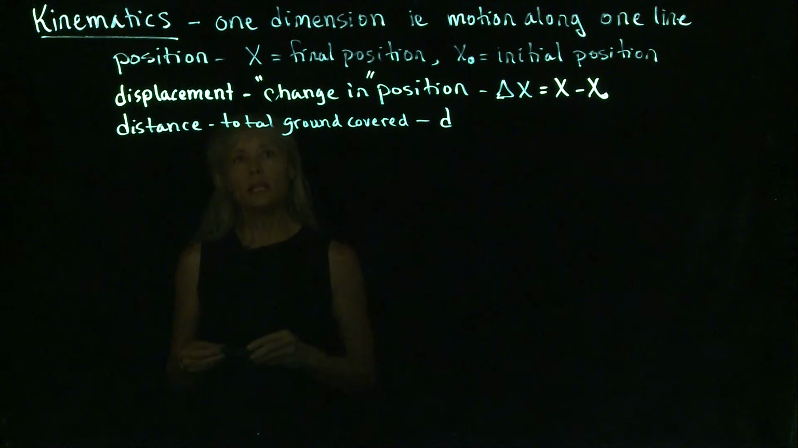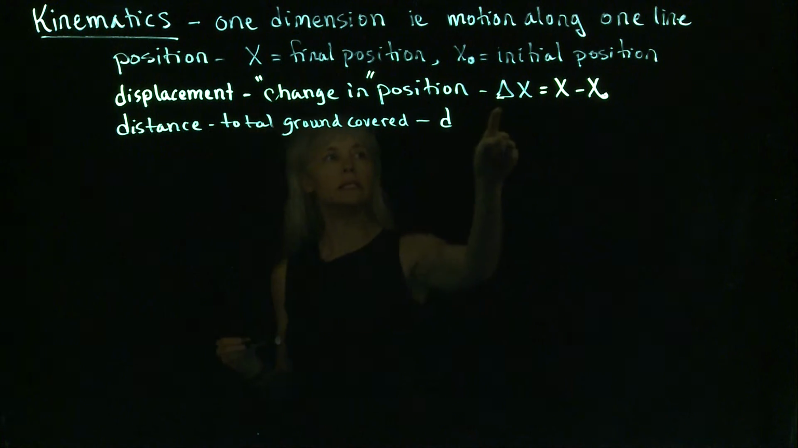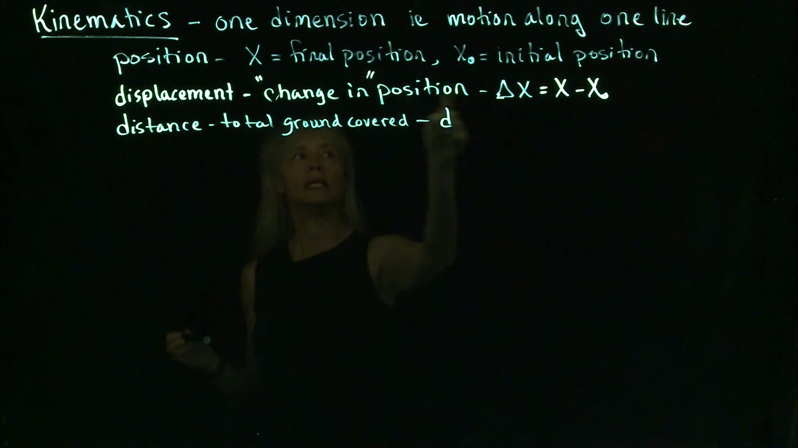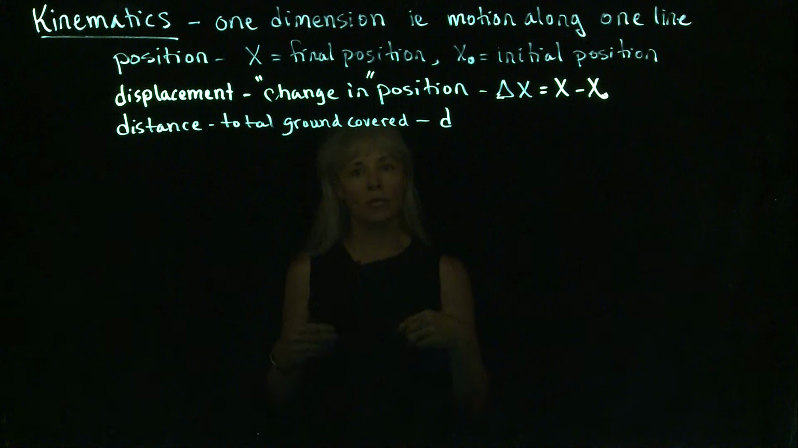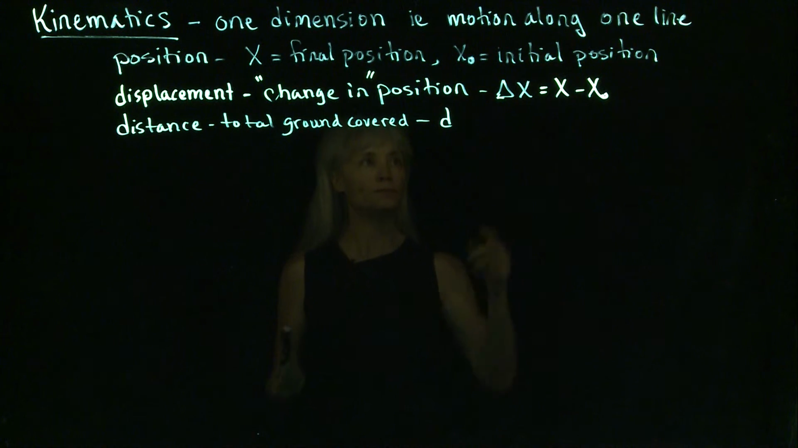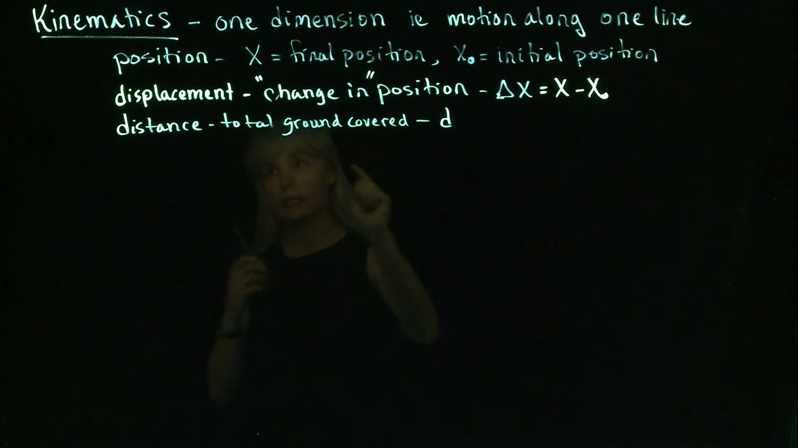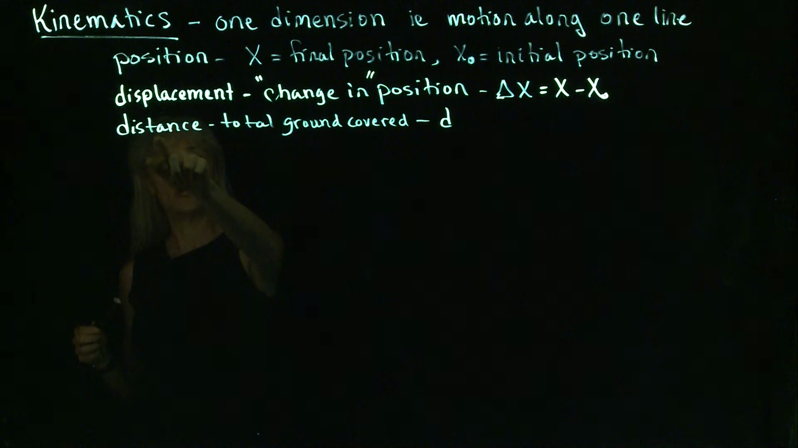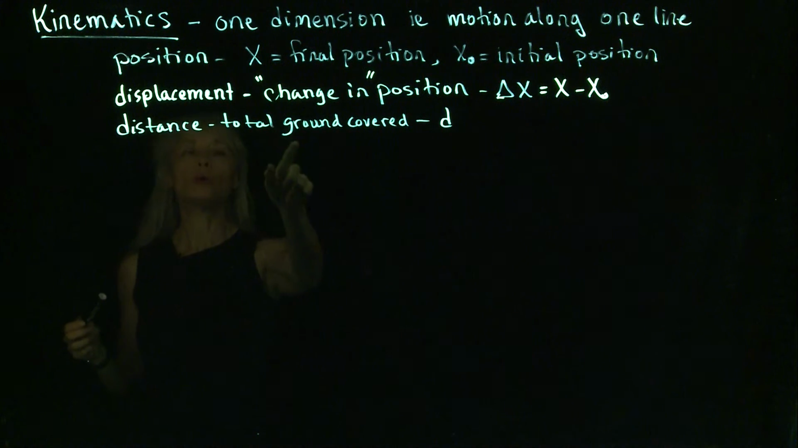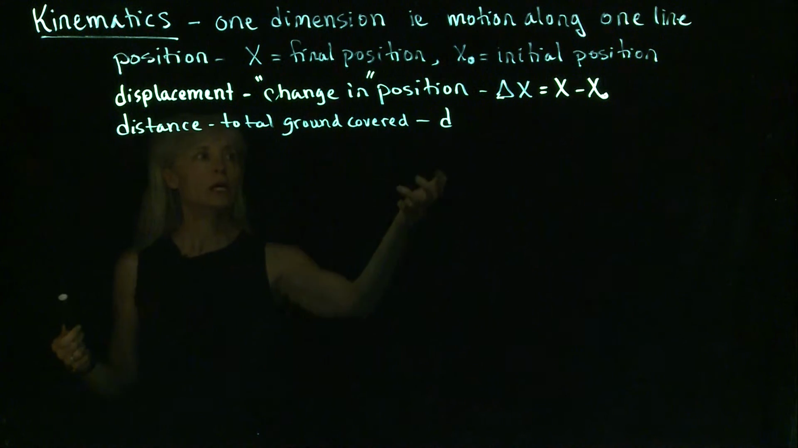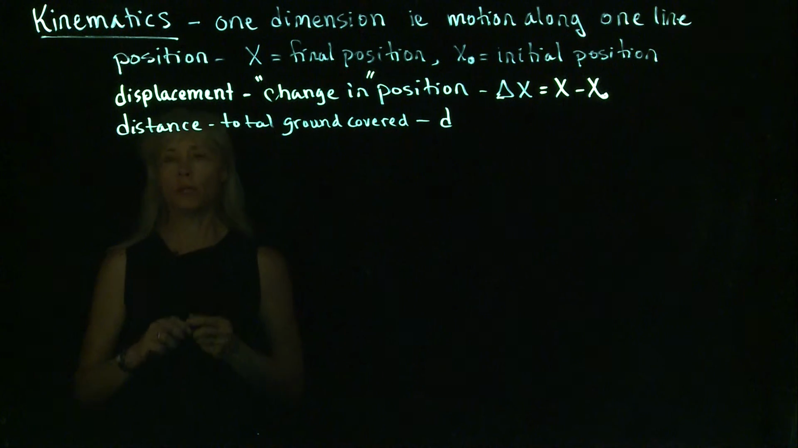Then we defined displacement. Displacement is change in position. This little delta symbol keeps track of the words "change in," and we're going to be using this delta symbol again with lots of other symbols as well. So displacement, change in position, is final position minus initial position. Distance was another quantity that we covered, and it's just the total ground covered, how much distance was actually covered, and the symbol d is going to be used for distance.